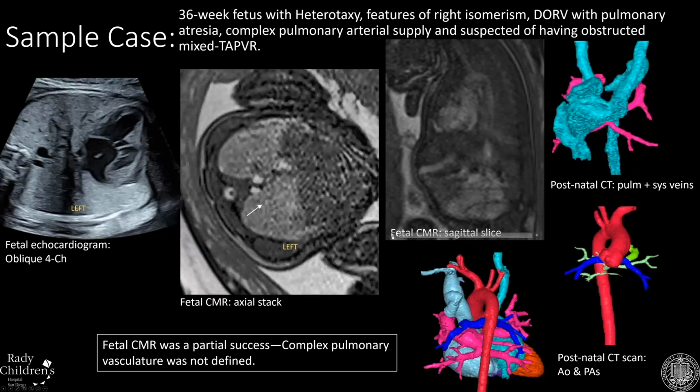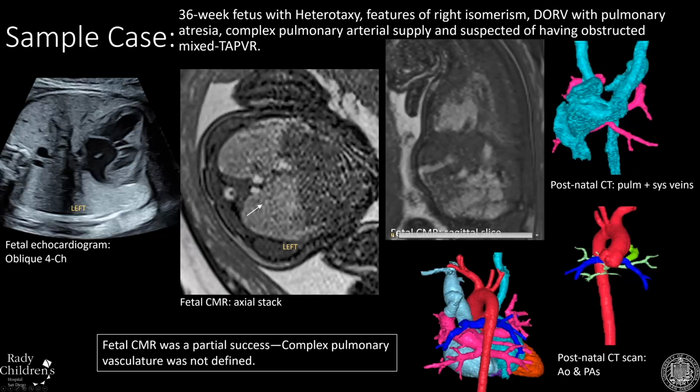Our objective with this scan was to try to help delineate the complex arterial pulmonary supply, the MAPCAs, and we weren't entirely successful in that objective. However, we felt that our images were still somewhat helpful in care of the baby. And this is a sagittal view. We could appreciate that the MAPCAs were rising pretty high from the descending aorta.